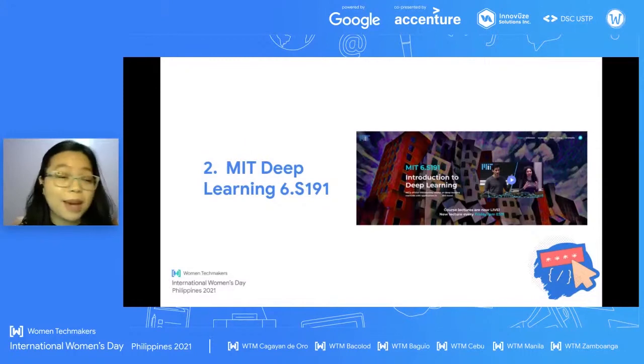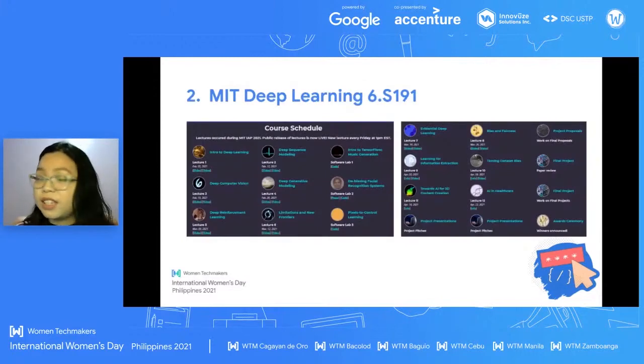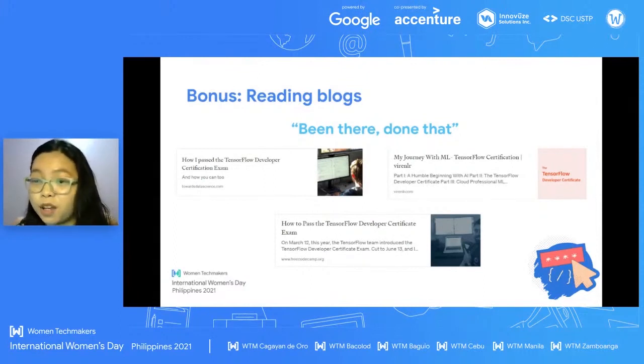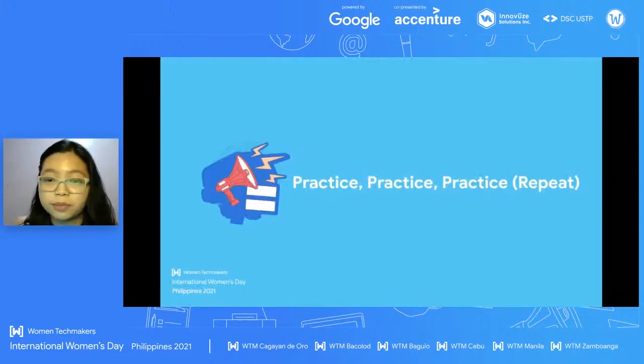The second would be the MIT Deep Learning 6.S191. You can see it on their website. These are the example topics that are covered in there. And of course, been there, done that. Learning from and listening to people who have done the exam is such a great thing to do. And these are some blog articles that I found really helpful. You can have Daniel Bourke's Medium post, you can have Viren's Medium post, and the other one.